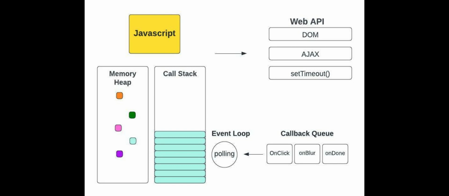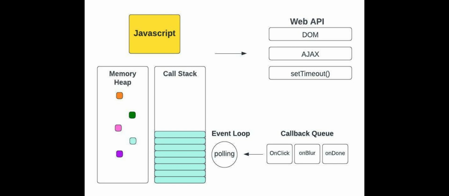So this event loop polls the callback queue, pulls what is available, and then sends it to the call stack. That's how the call stack gets filled with all the programs or threads that need to be executed one after another.